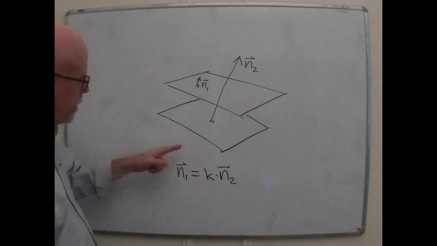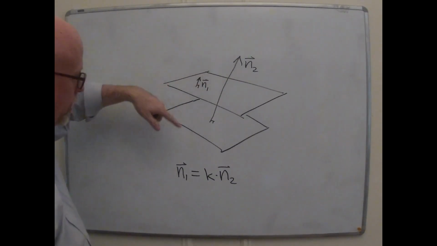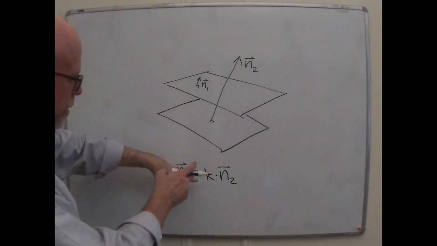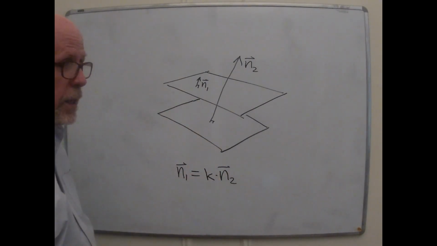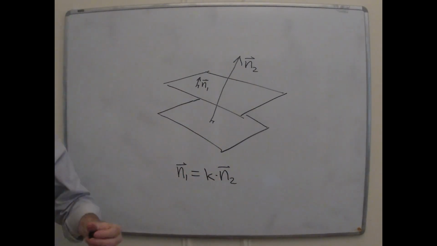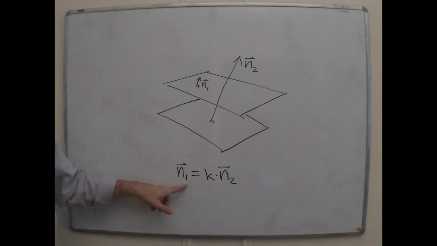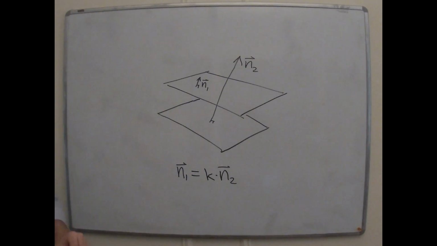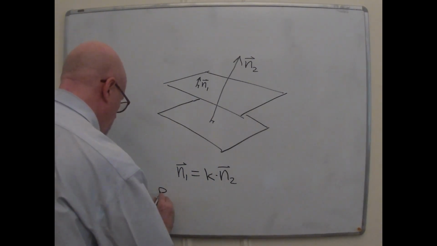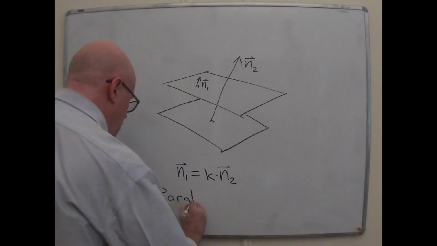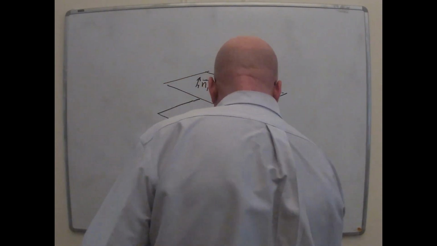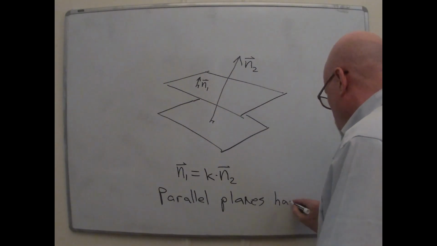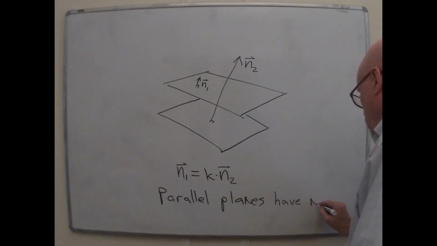Now that happens to make the constant look like it's a positive big number, but of course it could be the other way around. In fact, the normals could be in opposite directions, so k could be a negative number too. All right, so that's easy. Parallel planes have normal vectors that one is just a multiple of the other. Should I write that out? I guess so. Parallel planes have normal vectors that are scalar multiples.